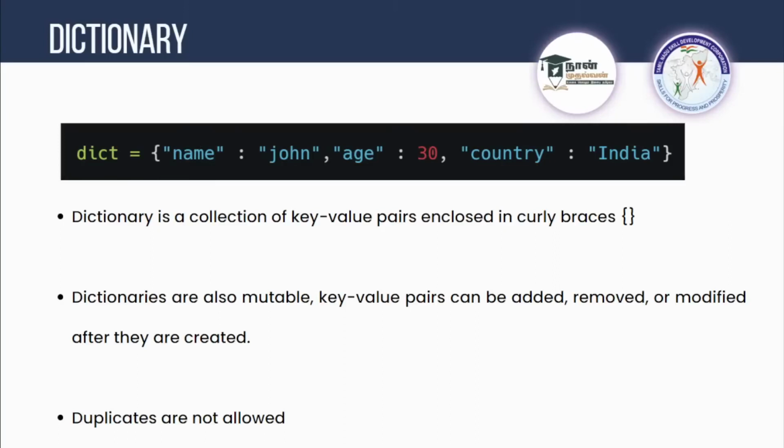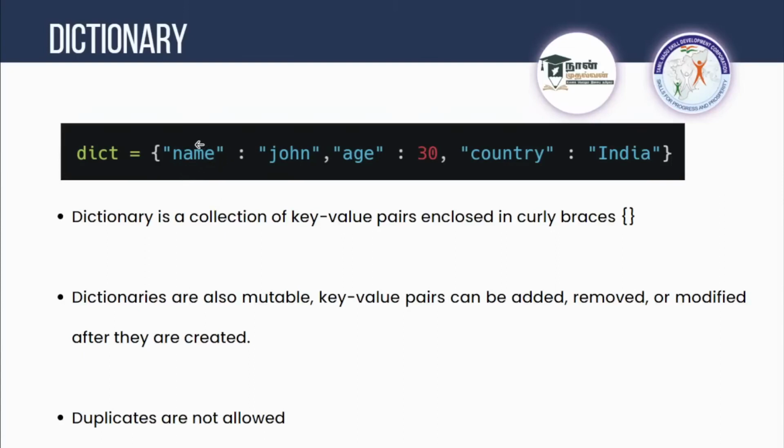Okay, so we'll start. So what is a dictionary? This is also a collection of items enclosed inside curly braces. It is also inside curly braces, but it is not a set. It is a dictionary. A dictionary is a collection of key and value pairs enclosed in curly braces. So it is inside curly braces, but we have it as key and value pairs. For a key we will be having a value.